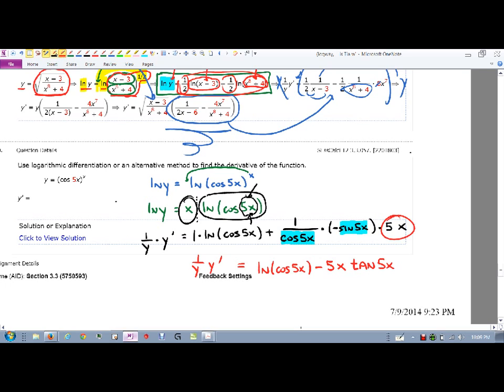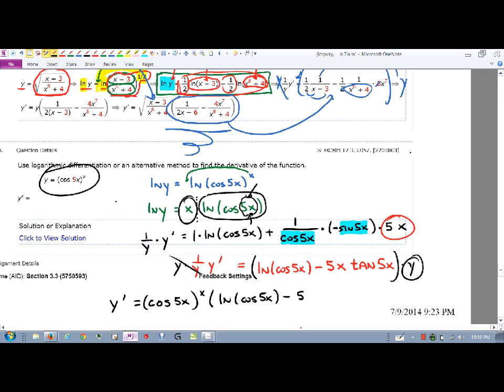Now what I'll do is multiply both sides by y. So on the left side I get y prime, that's what we're looking for, and then I'm going to replace this y. Remember, that y is going to distribute, so I need parentheses there. What's y? Y is this right here. So I'm going to put it out front. Cosine 5x to the x, and then times natural log cosine 5x, and then minus 5x tangent 5x. All right, that should be it.